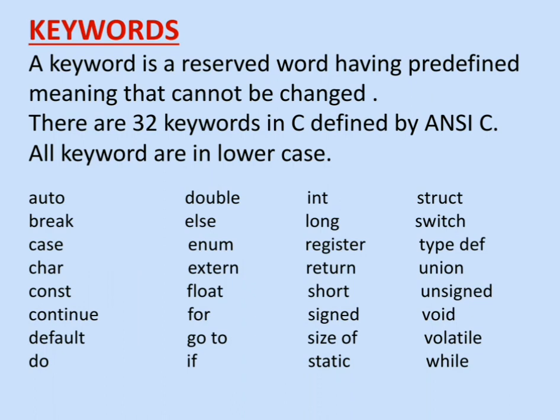Keyword. What is a keyword? A keyword is a reserved word having a predefined meaning that cannot be changed. There are 32 keywords in C defined by ANSI C. All keywords are in lowercase. Some of the keywords are auto, int, break, double, and so on.